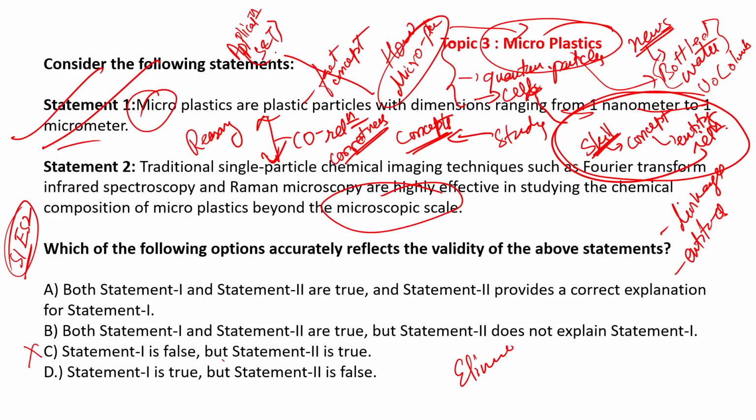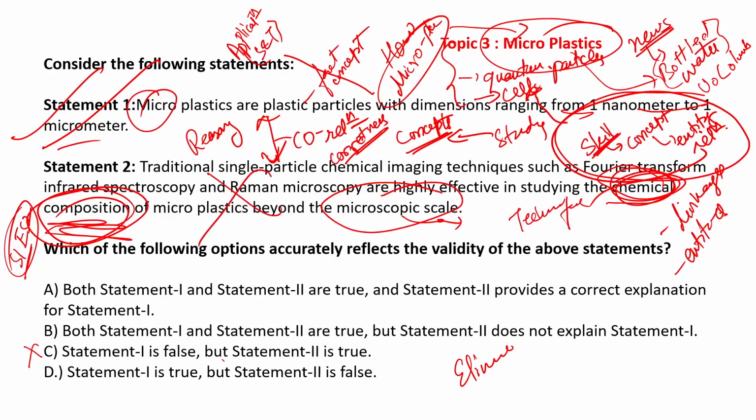So if you look at this statement, while infrared spectroscopy and Raman microscopy are commonly used techniques for microplastics, they have limitation in studying the chemical composition. So it is not just talking about their physical structures or presence, it is talking about chemical composition. So on this technical fact and the application of science and technology, this statement becomes incorrect. You cannot study chemical composition through the use of these techniques, and hence the second statement is incorrect.